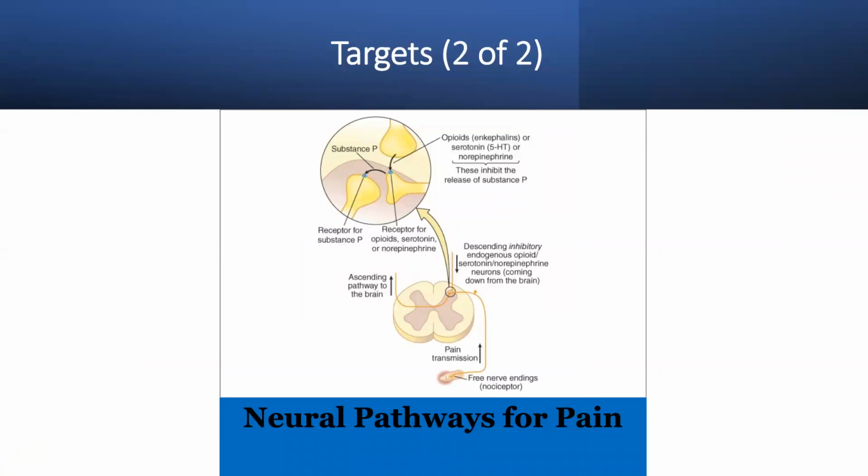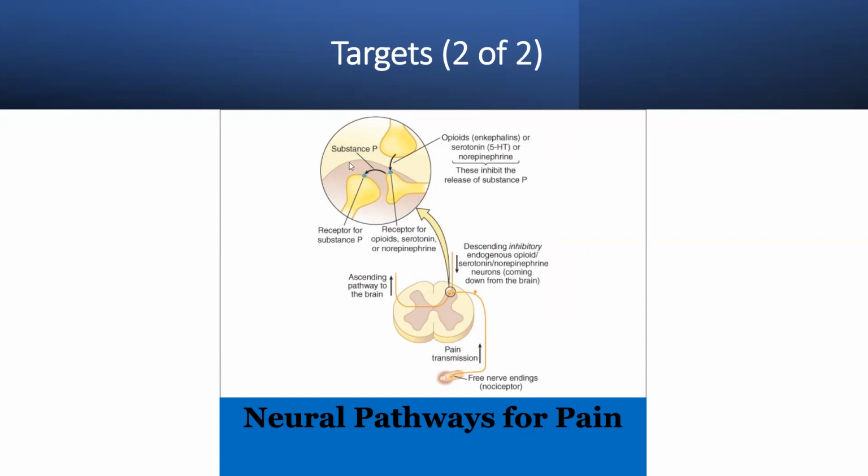Now here we can see the neural pathway for pain, in which substance P acts on its receptor, and here is the receptor for opioids, serotonin or norepinephrine. When there is a pain on a free nerve ending, like on a finger, that pain will transmit from there and go to your spinal cord. Over there, it is the ascending pathway to the brain. It's going to the brain.